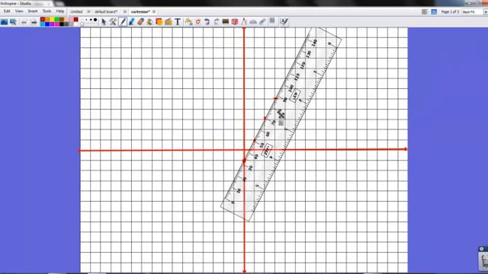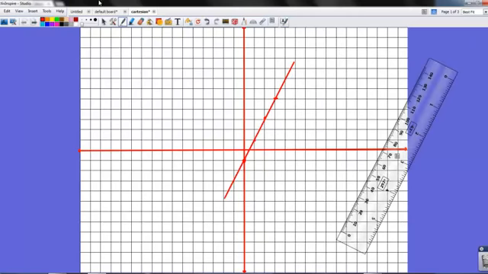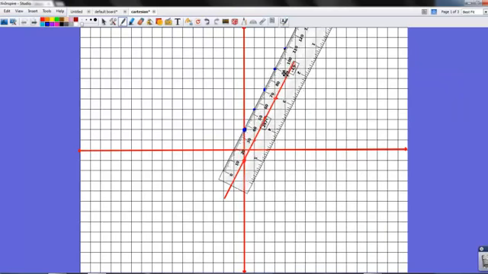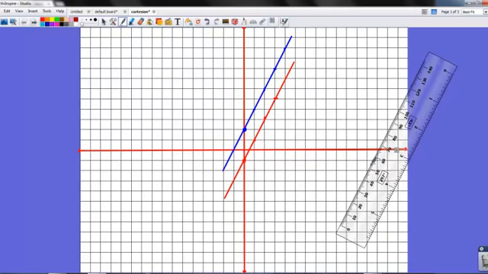Let's grab Sparky here. Draw my line. And then I have 2x plus 2. So up 2 right here. Up 2, right 1, up 2, right 1, up 2, right 1, up 2, right 1. Those lines do not cross. They're not going to cross. They're parallel. That means there is no solution to your system.